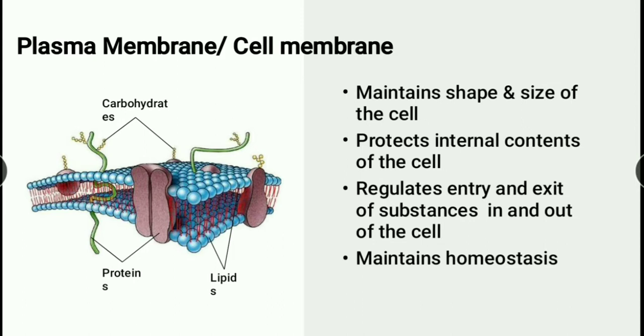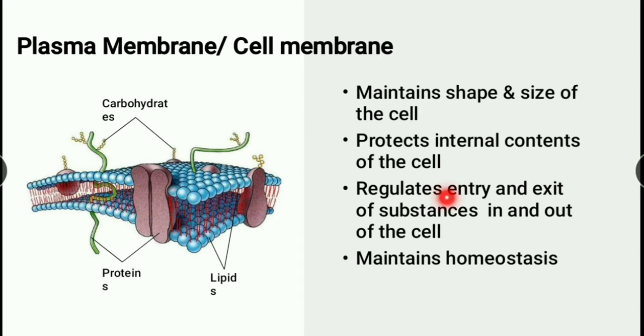Okay. So the first is plasma membrane or cell membrane. It is nothing but the boundary of the cell, isn't it? So this plasma membrane or cell membrane is present in both cells. Animal cell also has it, plant cell also has it. So what does it do? It maintains the shape and size of the cell. Because it is there, the cell has some shape. It protects the internal contents of the cell. So it is giving protection. It regulates entry and exit, like a gate.